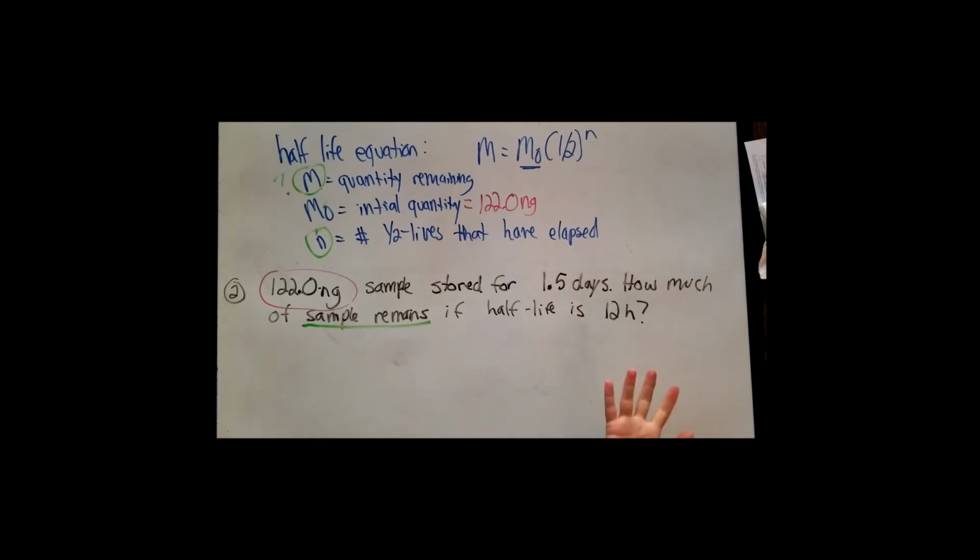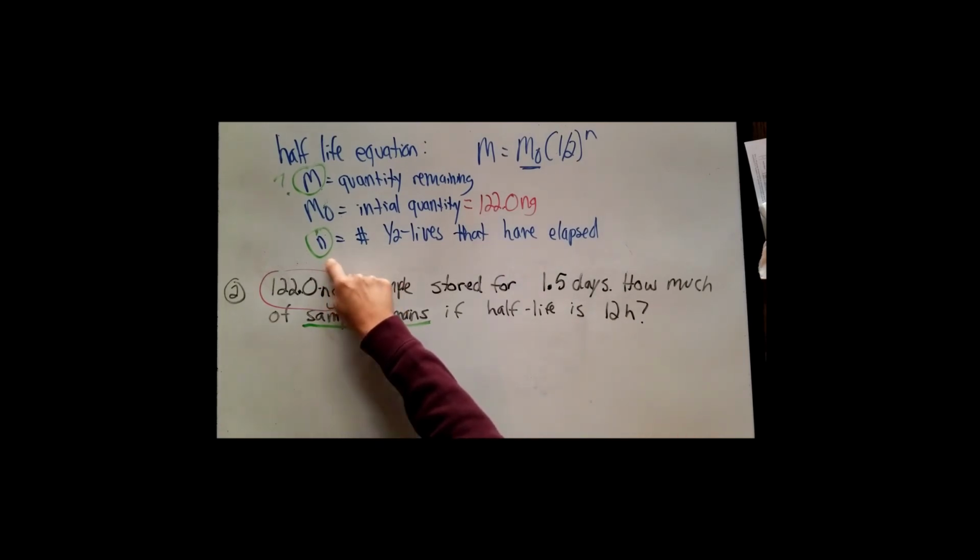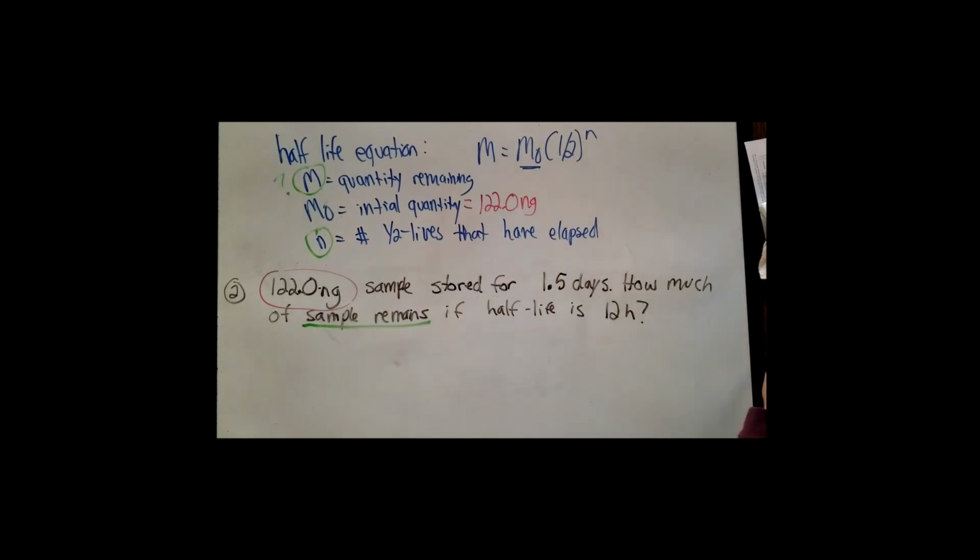Well, it doesn't tell us. It tells us the amount of days that have elapsed, and it tells us what the half-life is, but it doesn't say, oh, after 3 half-lives, or after 2 half-lives. So we need to figure out n first. That's our first goal. To figure out how many half-lives have passed, let's see what they gave us. They gave us 1.5 days. That's what I'm going to be starting with, how many days have passed, and we're going to figure out how many half-lives happened in those 1.5 days.